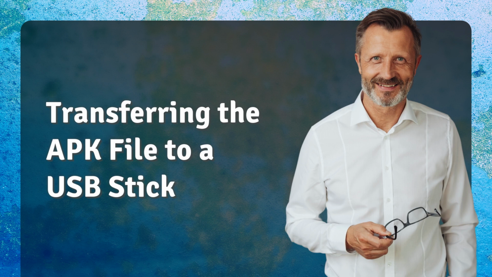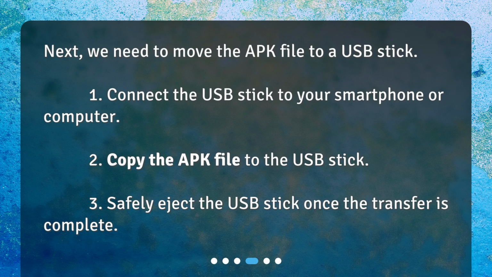Transferring the APK file to a USB stick. Next, we need to move the APK file to a USB stick. 1. Connect the USB stick to your smartphone or computer. 2. Copy the APK file to the USB stick. 3. Safely eject the USB stick once the transfer is complete.